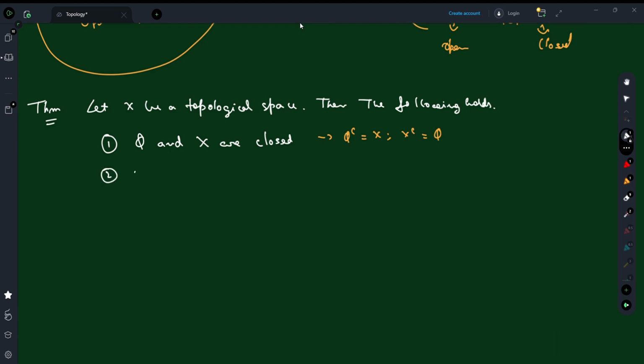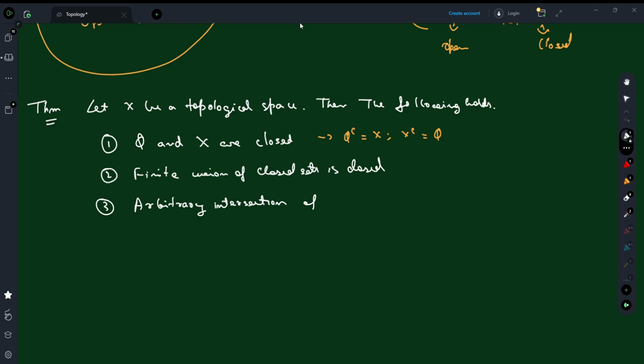Number two, what we said is that a finite union of closed sets is closed. And the third point we had is that an arbitrary intersection of closed sets is closed. So if you have an arbitrary intersection of closed sets, then it's closed. So the proof is also clear, I guess.